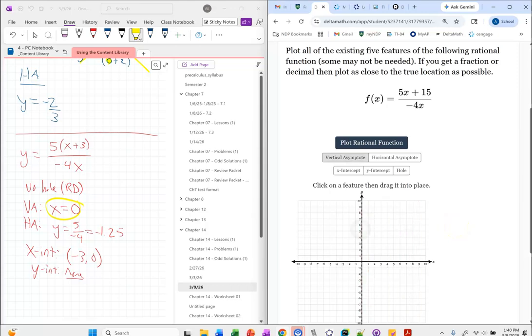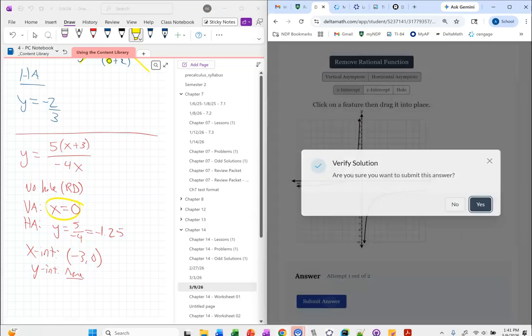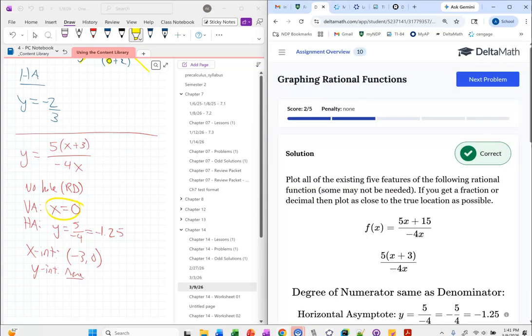Vertical asymptote there. Horizontal asymptote 1 1/4. Maybe, I don't think that's got it, but we'll put it for now. We have negative 3, 0. Plot. Looks like it's going through okay. Oops, I didn't mean to do that. Let's try it. And it took it.